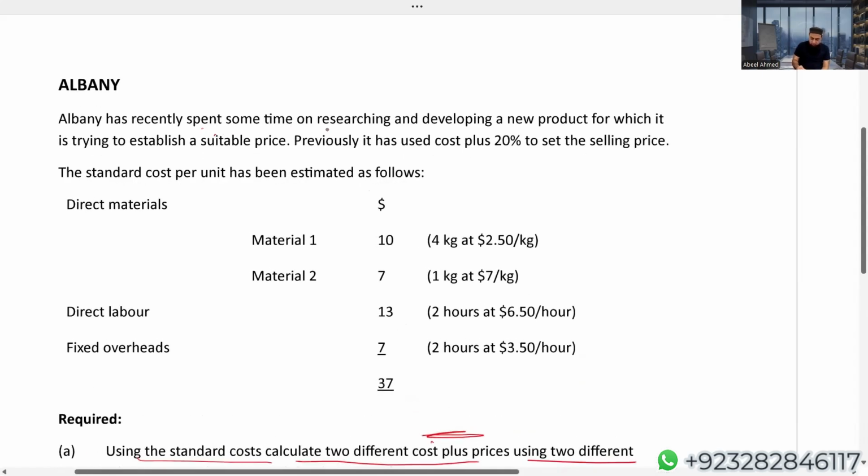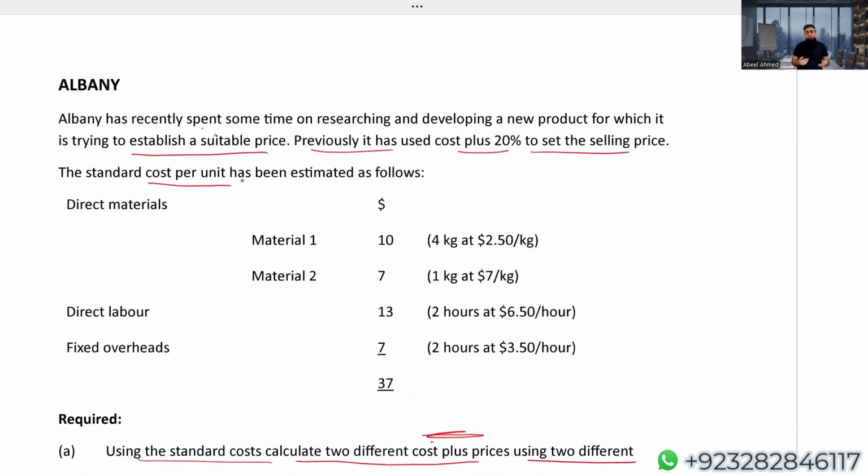Albani has recently spent some time researching and developing a new product for which it is trying to establish a suitable price. Previously, it has used cost plus 20% to set the selling price. Majority of the work the examiner has already done in the question. They have given us a standard cost per unit. Direct material 1 will cost $10 per unit, material 2 will cost $7 per unit, direct labor will cost 13 and fixed overhead 7.